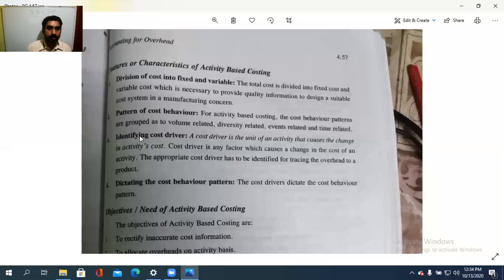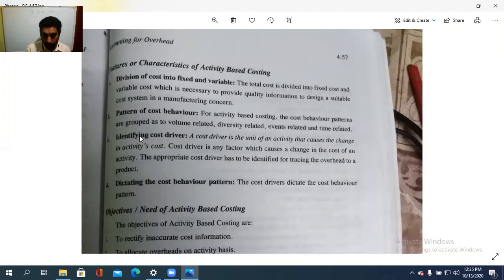So division of cost into fixed and variable elements. Then pattern of the cost behavior, how the cost is to behave. For activity based costing, the cost behavior patterns are grouped as to volume, how much productivity is to be increased, or how much volume of the sales is to be generated, isn't it? So volume related, diversity related, then events related, time related, etc.